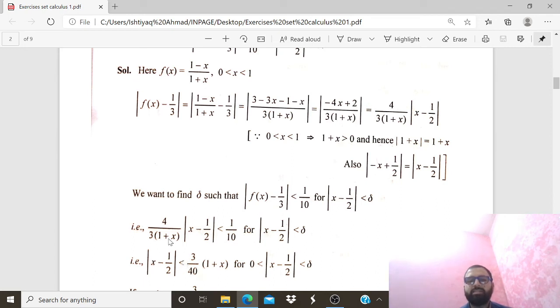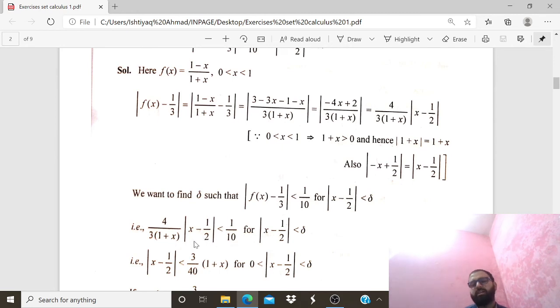Why? Because 1 plus x is greater than 0. What about the 4 by 3? This whole quantity should be less than 1 by 10. So if we can put mod of x minus 1 by 2 less than 3 by 40, then 4 tenths are 40, and we will have 3. 3 and 3 will get cancelled out. So what we will be left with? The whole thing will be less than 1 by 10. And this will be true for mod of x minus 1 by 2 less than delta. So mod of x minus 1 by 2 is less than 3 by 40. Moreover, this quantity will go this way.